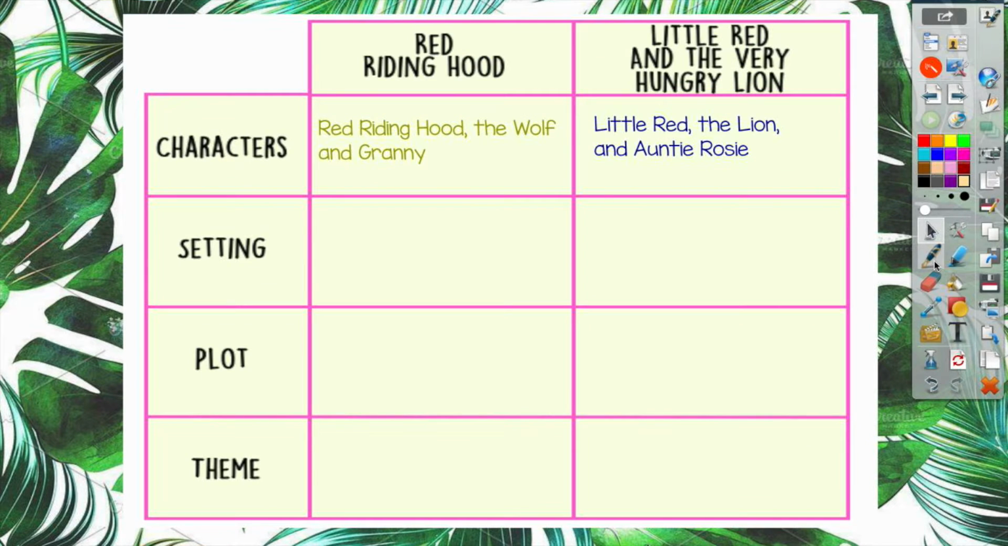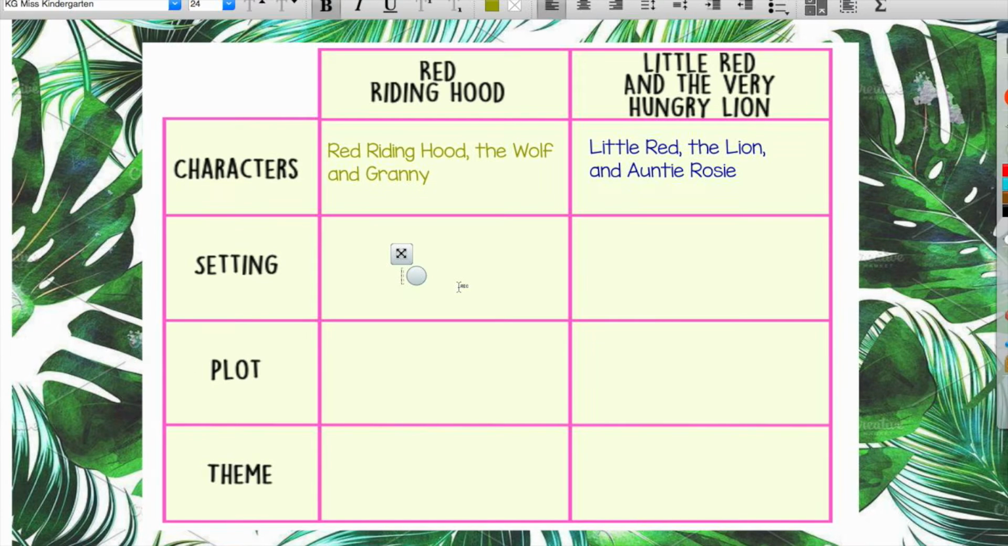Great job. Now let's talk about the setting. Both stories took place in different places. In Red Riding Hood, where was the scary place that she had to travel through to get to her granny's house? You're right, she had to travel through the woods. So that's what I'm going to put in my setting under Red Riding Hood. I'm going to write down the woods.